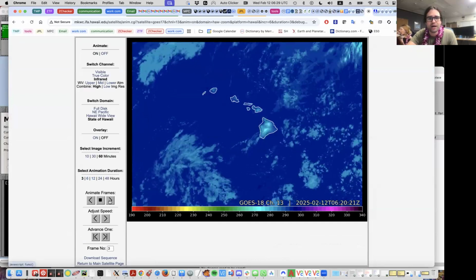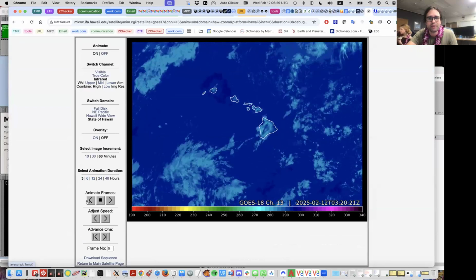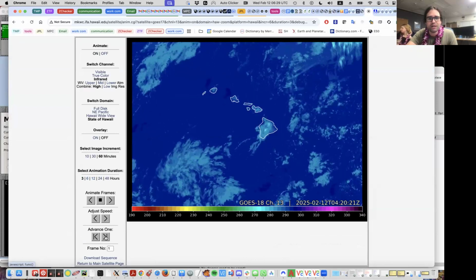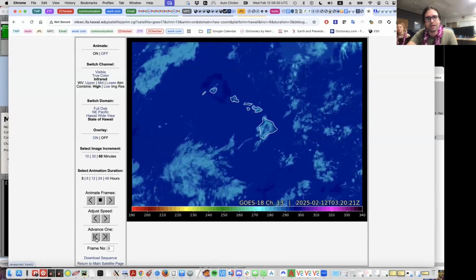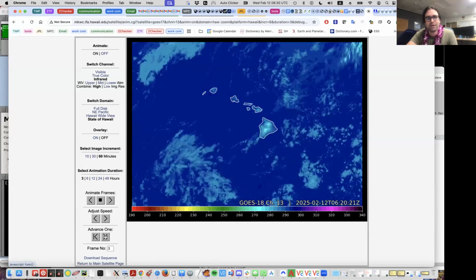I'm going to stop the movie here. Advance 1. So we have 6. This is what the current map looks like. You see some orographic clouds, but the really bad clouds that were around earlier went away as of an hour ago. Another thing we can look at is the water vapor maps.